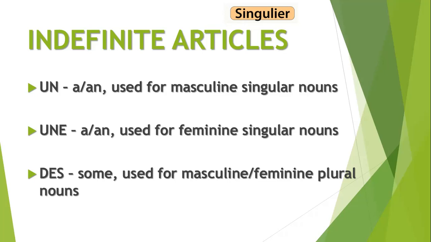Another example is a chat, CHAT. First write down UN, and then chat. It means a cat, not a dog. It's confusing. Chat. CHAT. Chat is a cat.